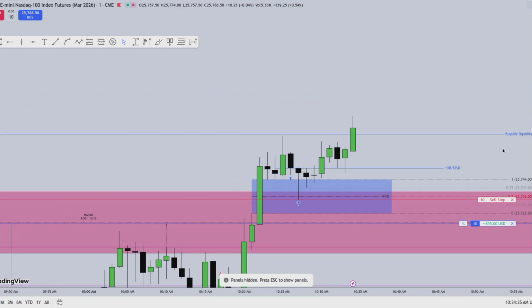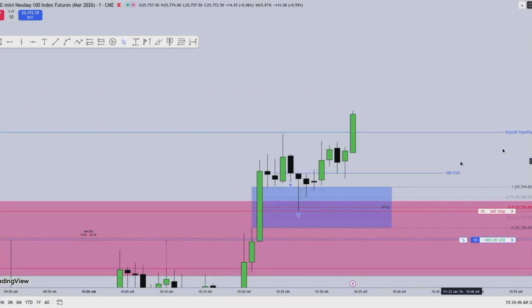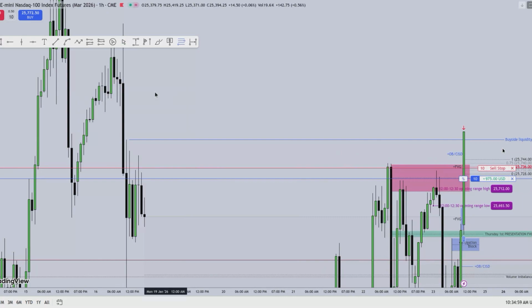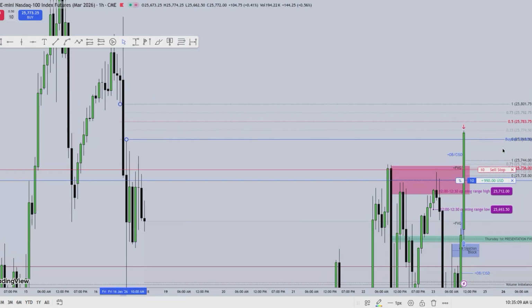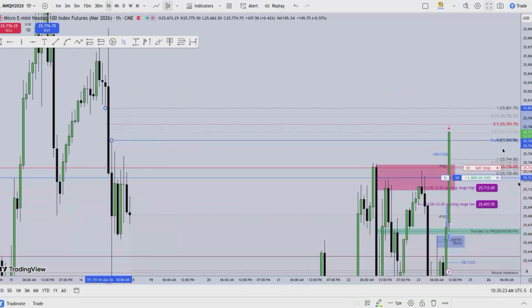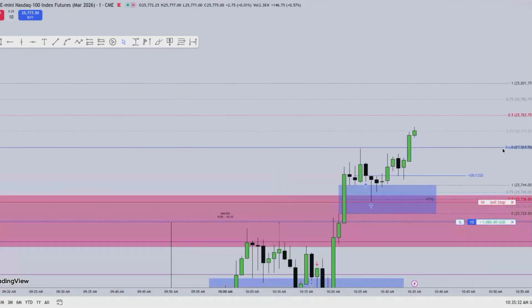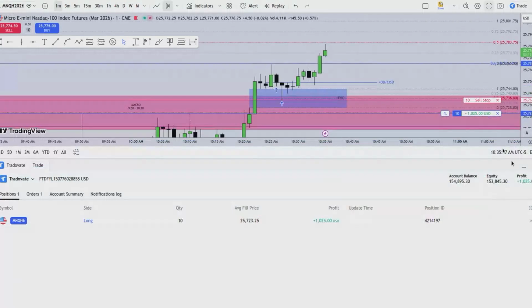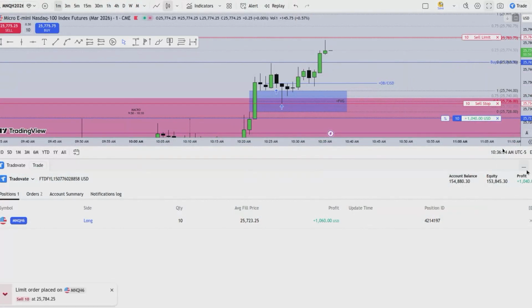So I'm looking at that fair value gap. How far can the market go inside of it before it reverses? And I'm having the quadrants just like that. So I'm looking at that lower quadrant as my goal, or the consequent encroachment. So we happen to just rally smoothly above the lower quadrant. So I'm looking at consequent encroachment as my take profit, as you can see.